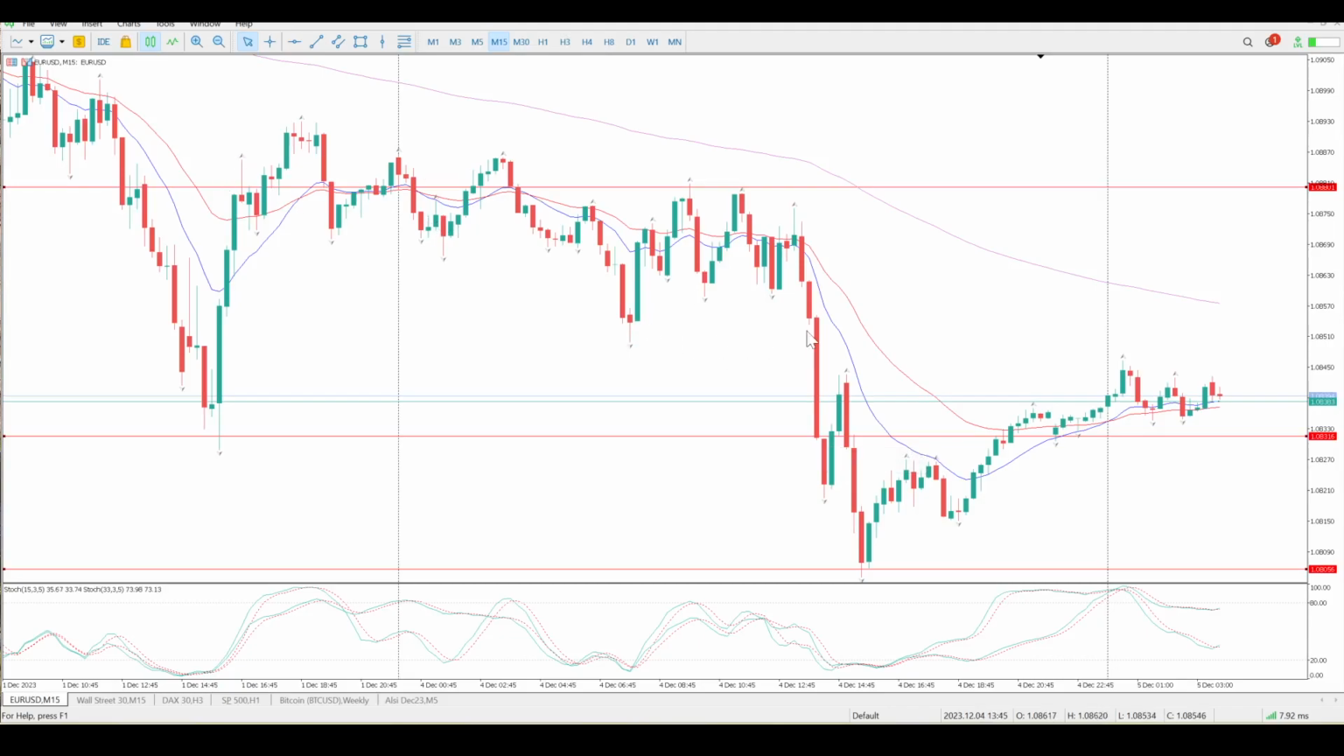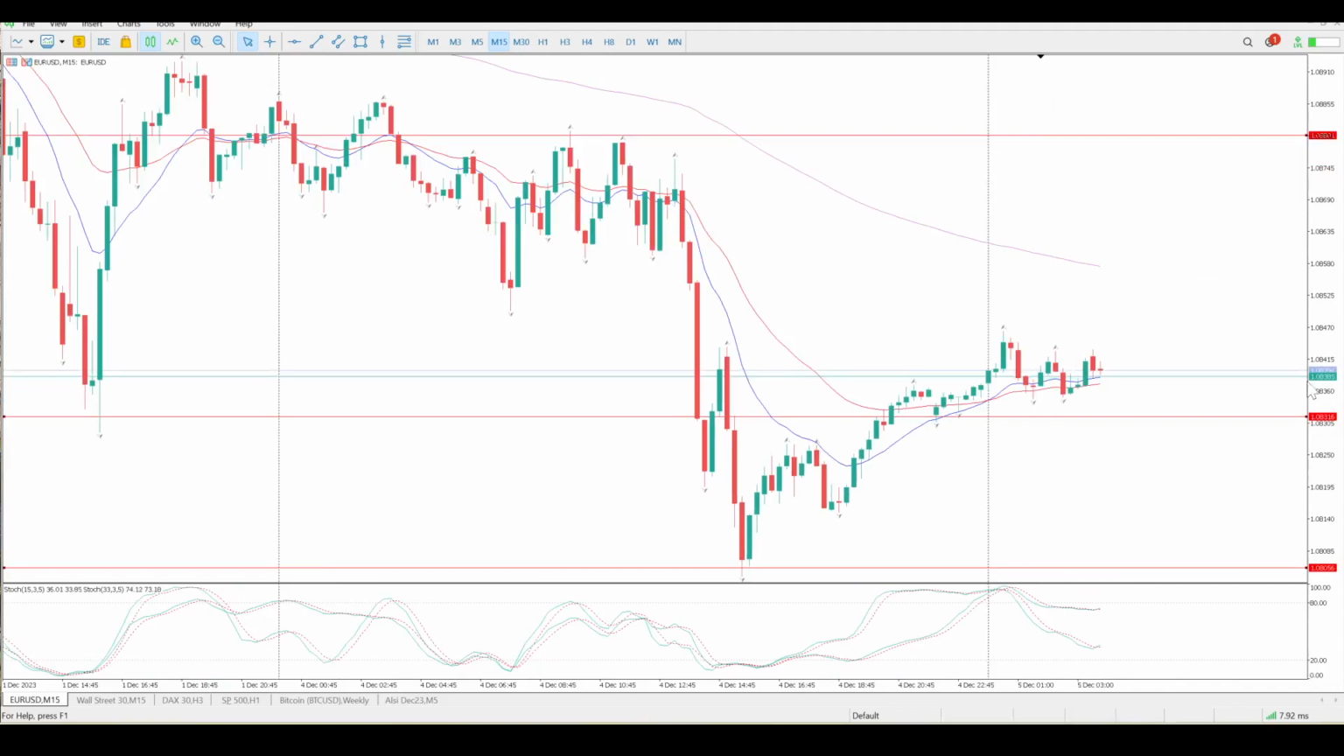So today I'd be wary of this level here, 108316, and then this one here, 108269. Those are the two areas that I'd be a little bit wary of.